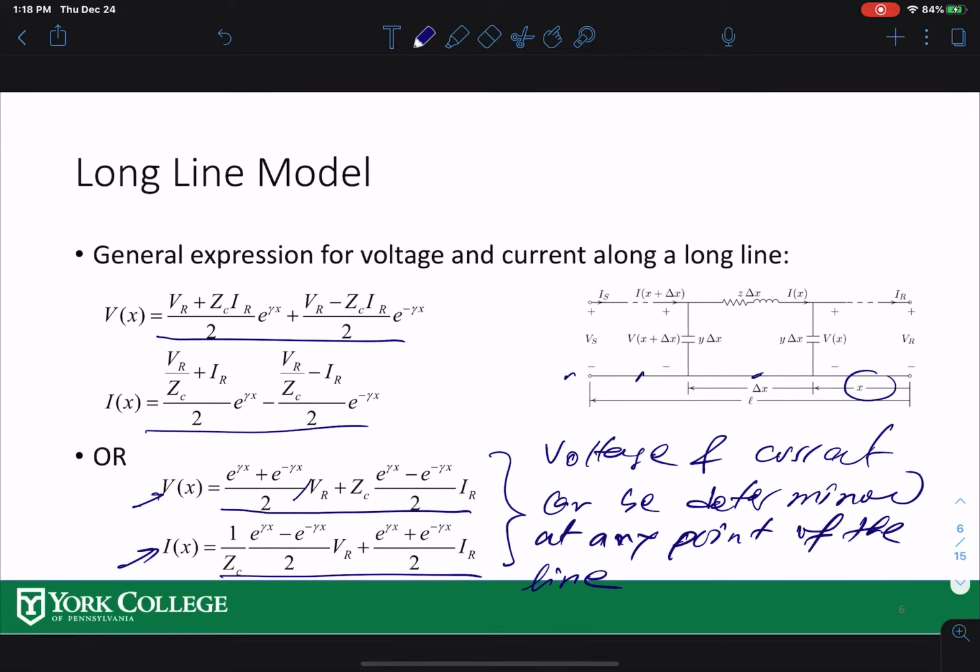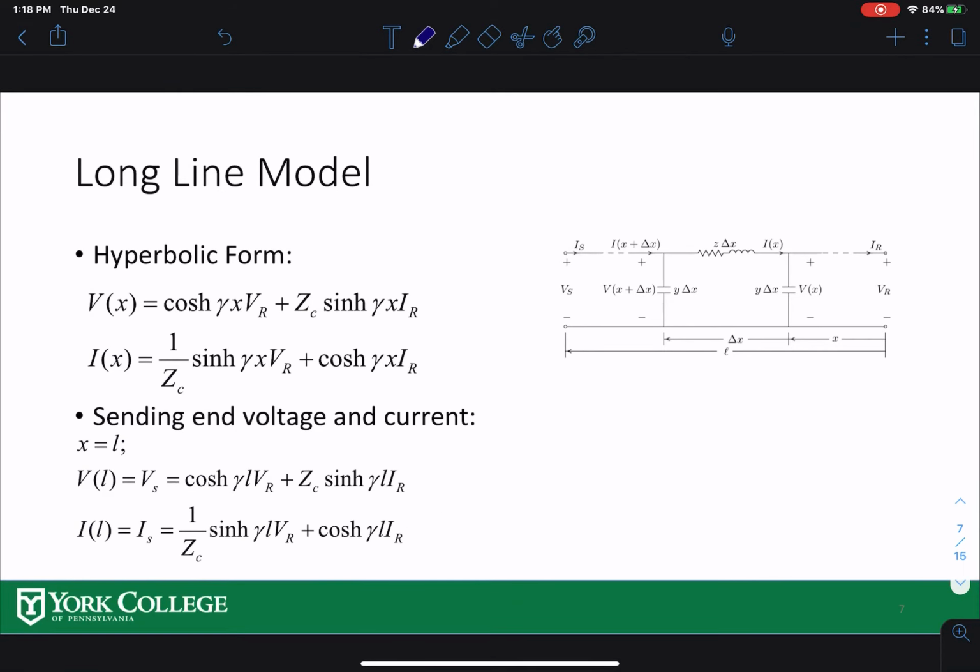This is your A right here. This whole thing over here is your B. This whole thing over here is your C. And this thing over here is D, and D is always equal to A. So these are the A, B, C, D values for the line. Now you can find the voltage and current at any point you want from the receiving end, because we're measuring the distance from the receiving end. Why from the receiving end?